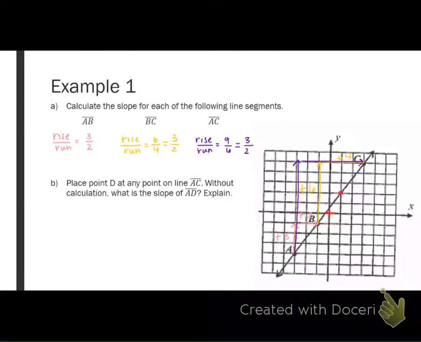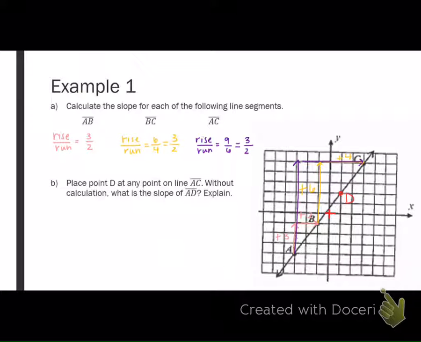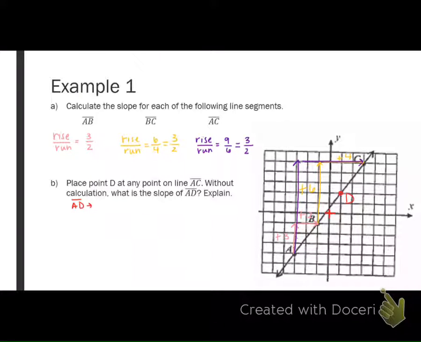So if D is placed at 1, 2, what would our slope be without any calculation? Riley, what would our slope be? AD, our new segment there. Without any calculations. Don't even look at it. Just look at what we've done. What should our slope be? Three over two. Why, Justin?